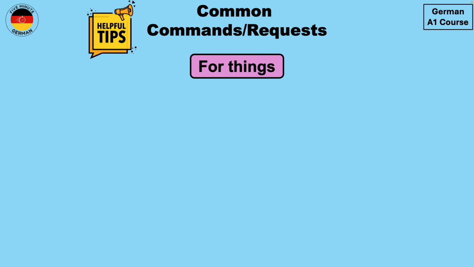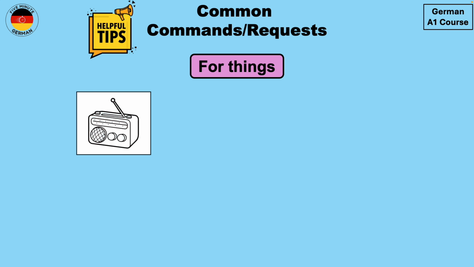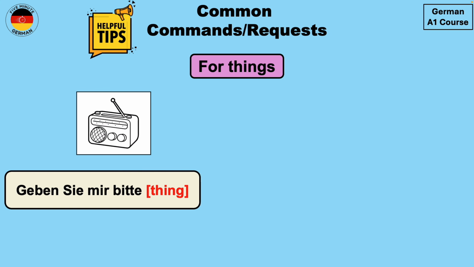It doesn't matter which thing it is. You can always use these commands. So suppose you get this image of a radio. Then you can make the request by saying, Geben Sie mir bitte das Radio. So you will replace the thing with whatever you have on the image. This will work with other things as well.